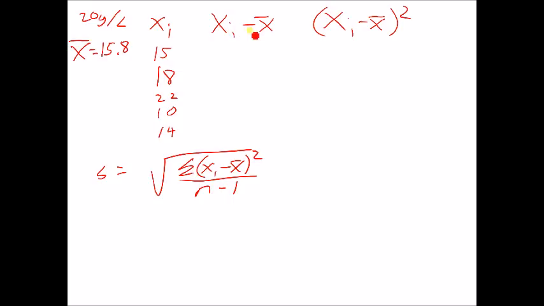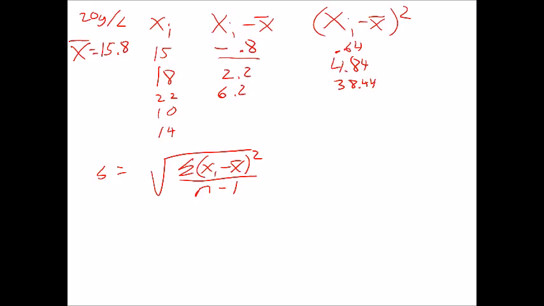We're going to go each individual data point minus the mean. So for this first area right here, it would be 15 minus 15.8. So we get negative 0.8. And then we're going to square that negative 0.8 over here to get 0.64. So now it'll be 18 minus 15.8 to get 2.2. And that squared is 4.84. Next one will be 22 minus 15.8 to get 6.2. 6.2 squared gives us 38.44.